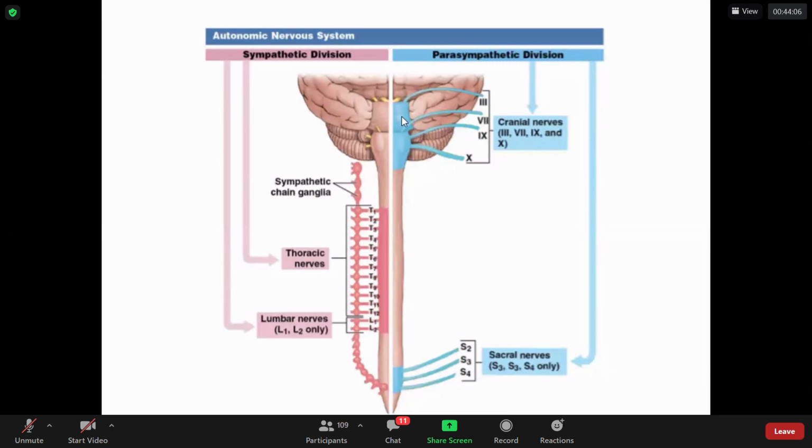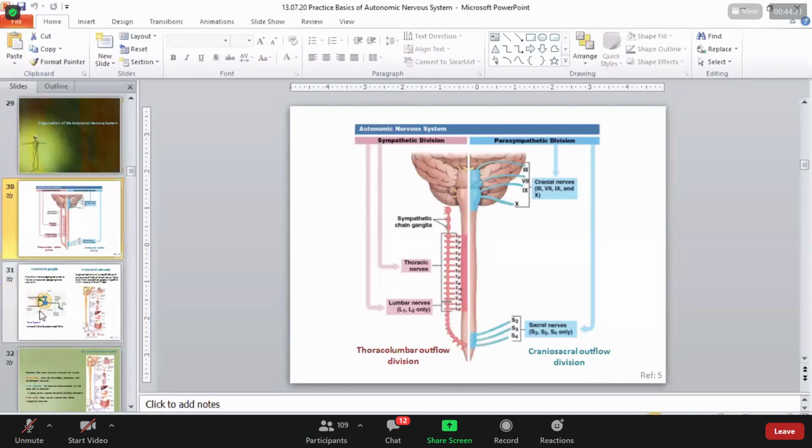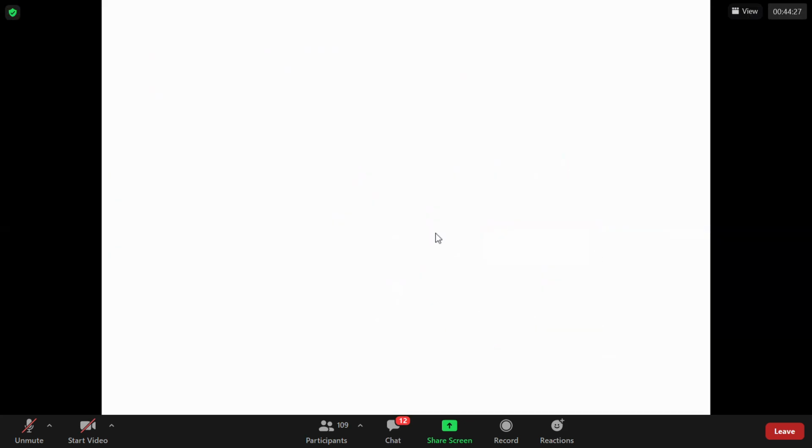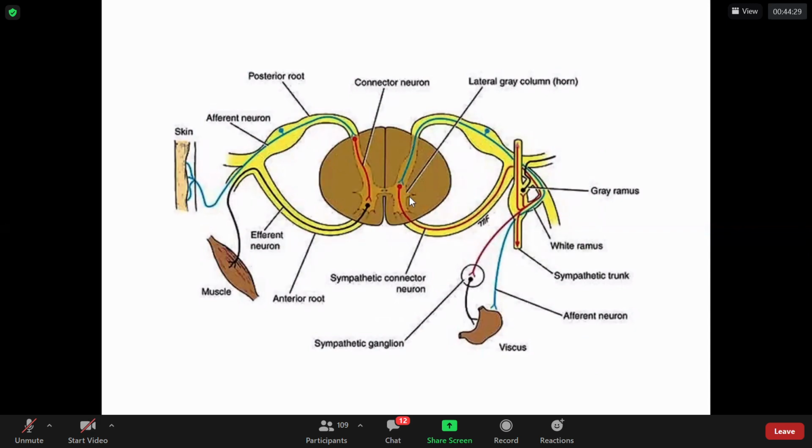Because outflow is coming from the cranial region through cranial 3rd, 7, 9, and 10, and also from sacral 2, 3, 4 segments. These 3 segments are similar in that they also have a lateral horn. So you see that this lateral horn is not present in all the segments of the spinal cord. These are present only from T1 to L2 and also in sacral 2, 3, 4.